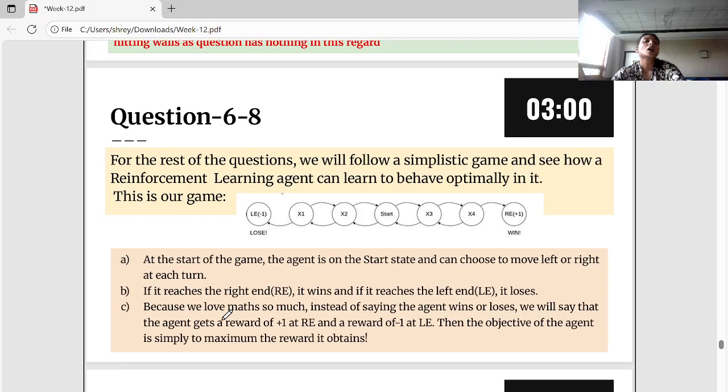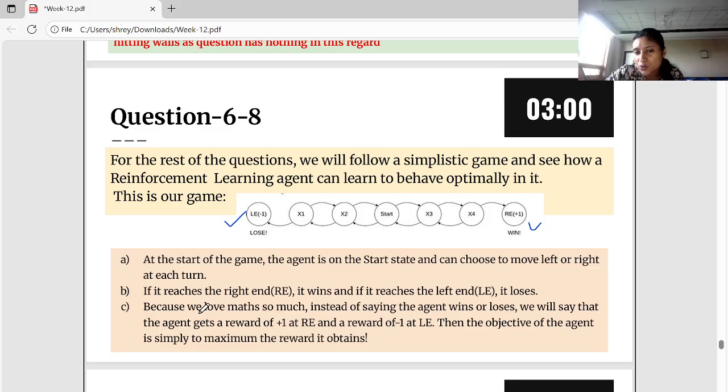So for this question they say that we will follow a simplistic game and see how a reinforcement learning agent can learn to behave optimally. Okay, so this is their game. The rules are defined. At the start of each game the agent is on the start state and can choose to move left or right at each turn. Every time the agent is on the start state, it has to choose whether it will go left or right. If it reaches RE it will win. If it reaches LE it will lose, that is -1 for LE, and +1 for RE.